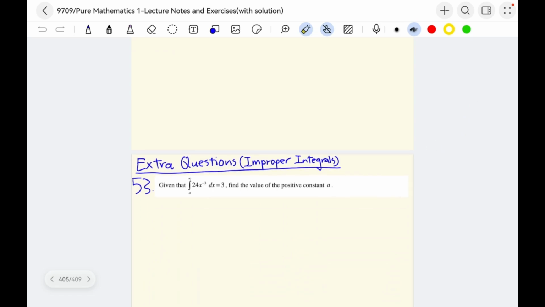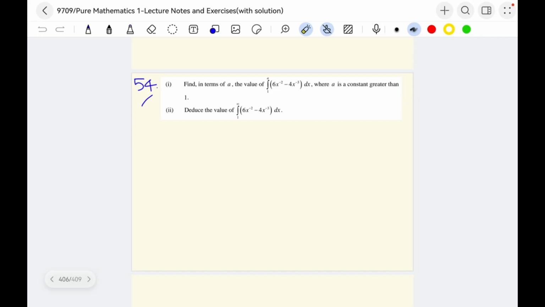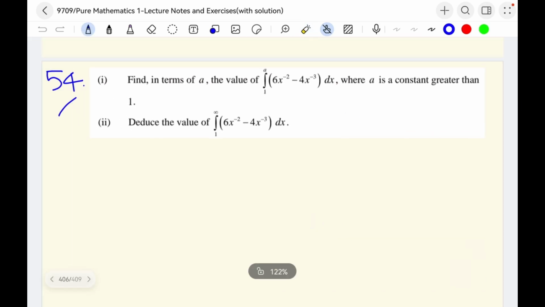So this is actually the extra questions for the improper integrals. Although this subtopic doesn't seem to come out frequently, we still have to discuss this. Every student still has to master improper integrals, as it may be applicable to your future studies. So this is question 54, the last question among our discussion today. Let's get started.